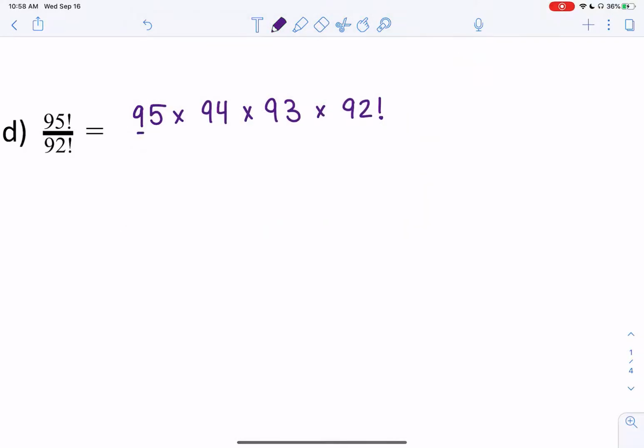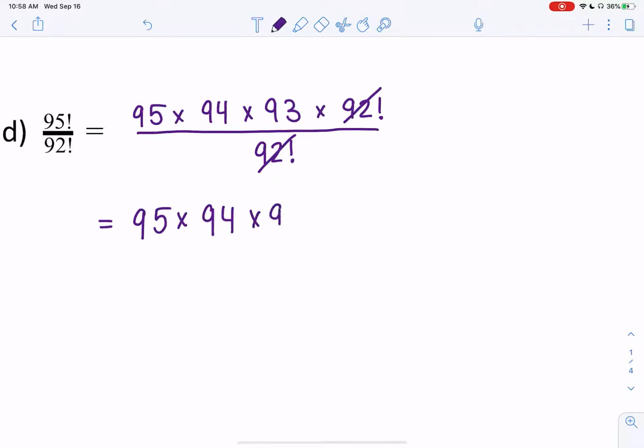Now in the denominator, we also have a 92 factorial. So now you can see why I chose to stop it at 92. That was done intentionally so that I can cancel that 92 factorial in the denominator. So cancel, cancel, and we're left with 95 times 94 times 93. And now you can do this by hand. If you put this part in your calculator, that's okay. We're just avoiding using that factorial button. So this will give us 830,490. And that is our final answer.